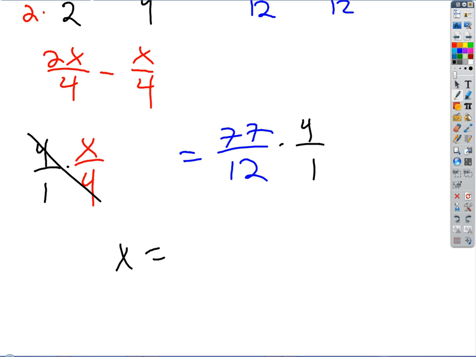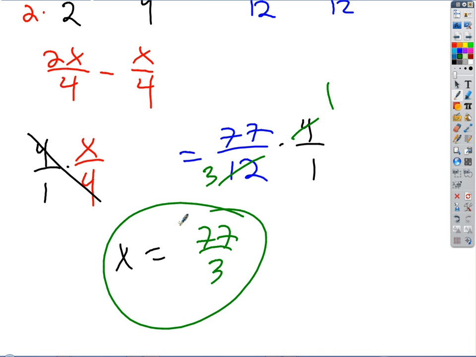4 goes into 4 once, goes into 12 3 times. That makes it a lot easier. Now when I multiply straight across, I just get 77 over 3. Wow, a lot of stuff. That's a lot of work, isn't it?